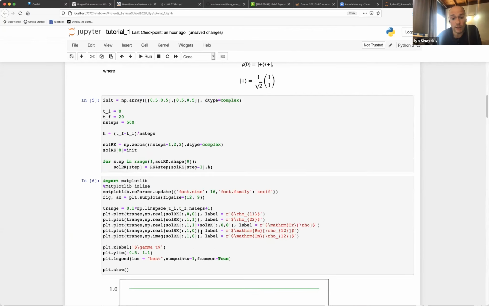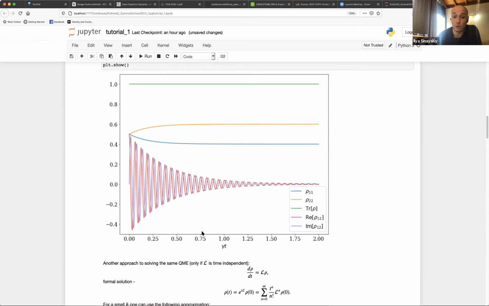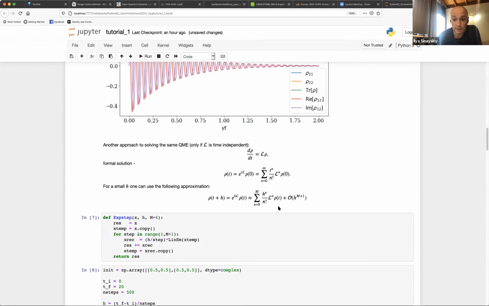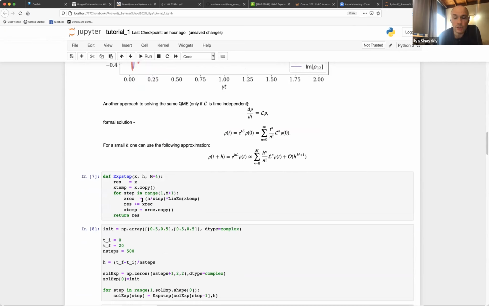So what you can do in that case, if you have a time-independent superoperator, is this. Why can you do this? Because you don't need to store 5 objects simultaneously. You can store probably only 3, because we have x, we have temporarily x, and res. So we can do it like this.